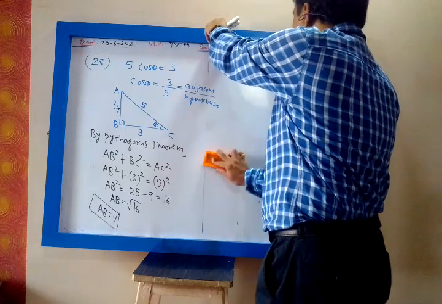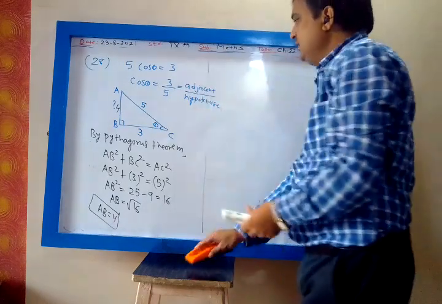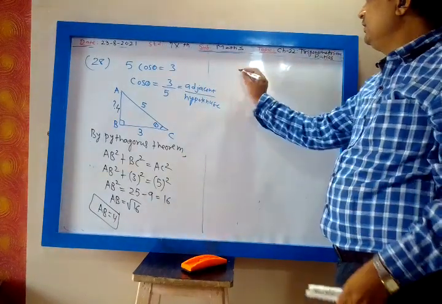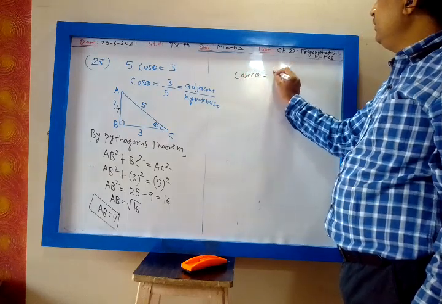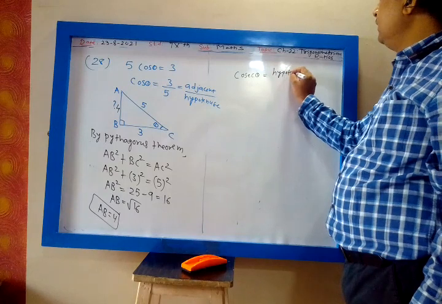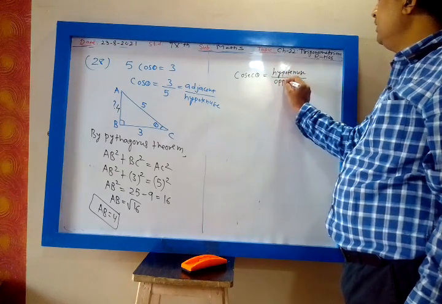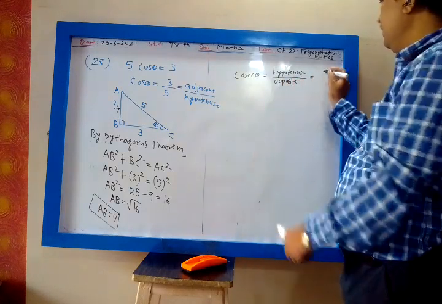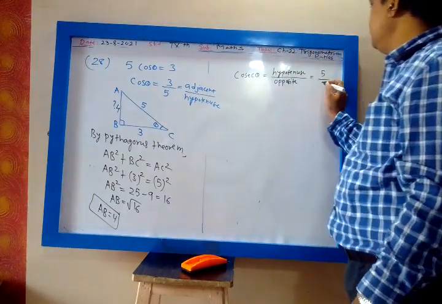What will be cosec theta? Let us directly find cosec theta. What is sin theta? Opposite upon hypotenuse. So cosec theta will be hypotenuse upon opposite. What is hypotenuse? Hypotenuse is 5. Opposite is 4. So the answer is 5 by 4.